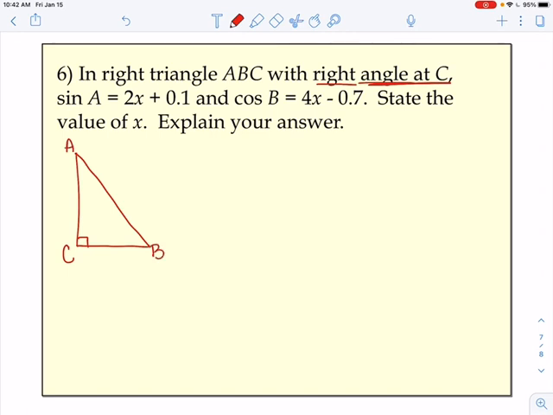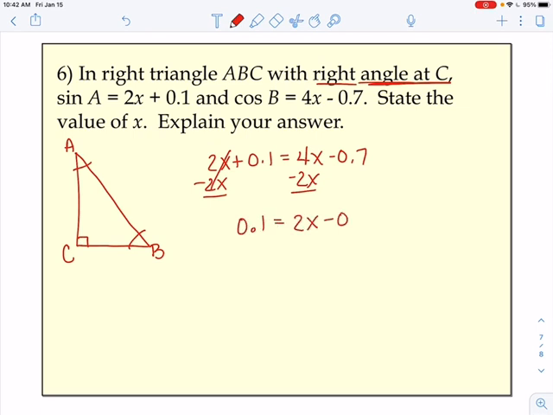So what do I know about A and B? A and B have to be complementary, so they have to add up to 90. And again, the sine of A and the cosine of B are going to be equal to each other then. So the sine of A equals the cosine of B. Then I'll subtract 2x from both sides, and I'm going to have 0.1 equals 2x minus 0.7.